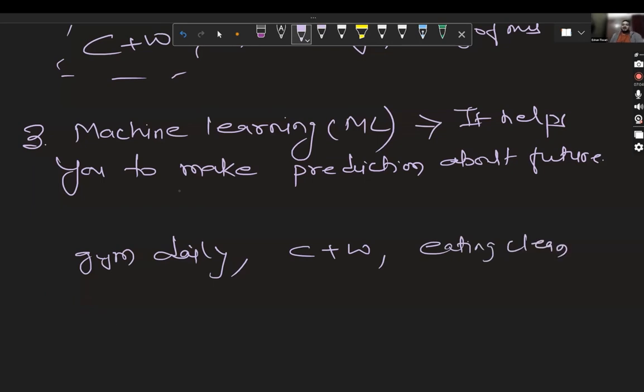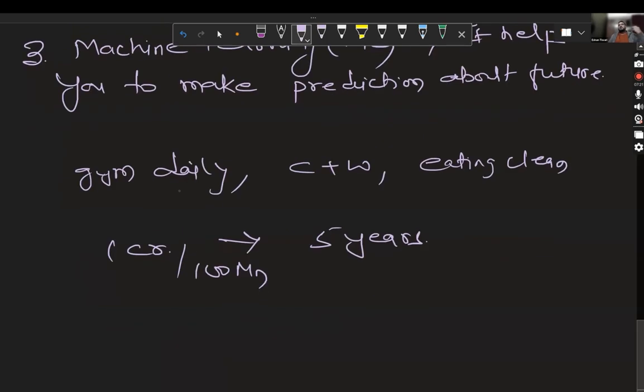Or if I buy a house for 1 CR today, how much can I expect in 5 years? Yeah? Or if I say I want something for 100 million today, how much can I expect later? So when you are making these kinds of predictions, this is called machine learning.